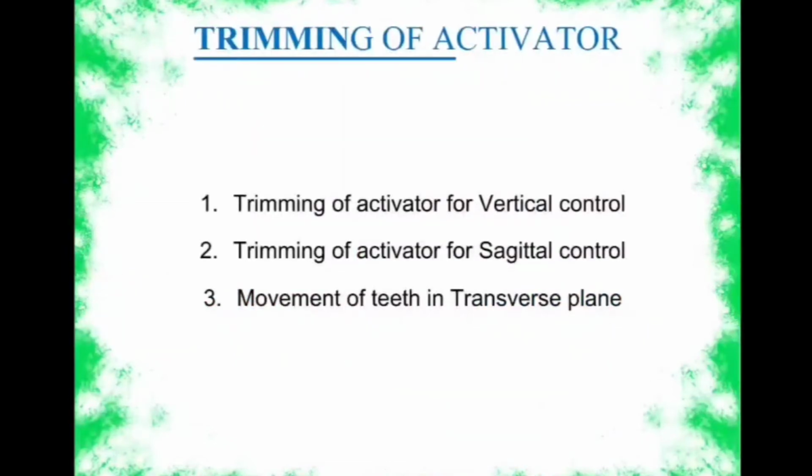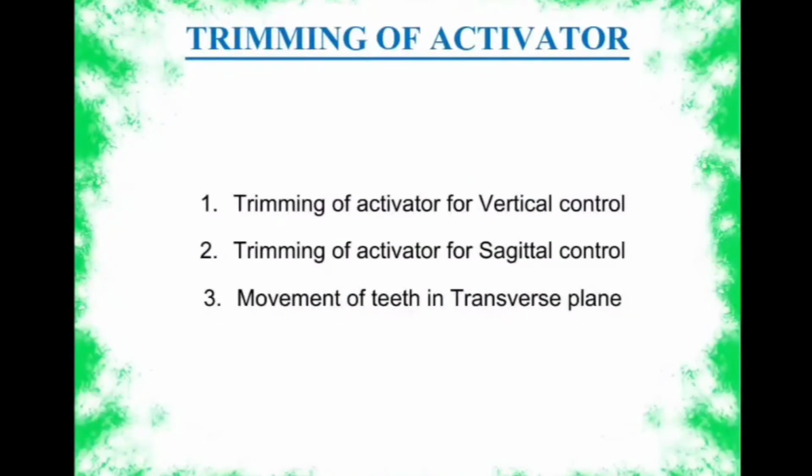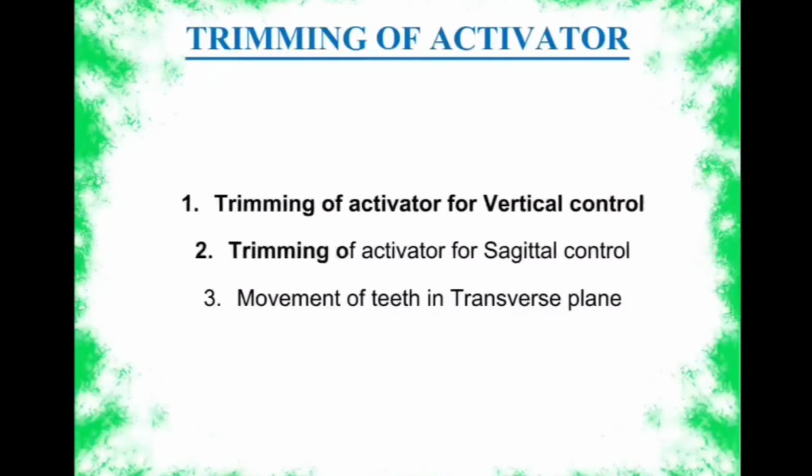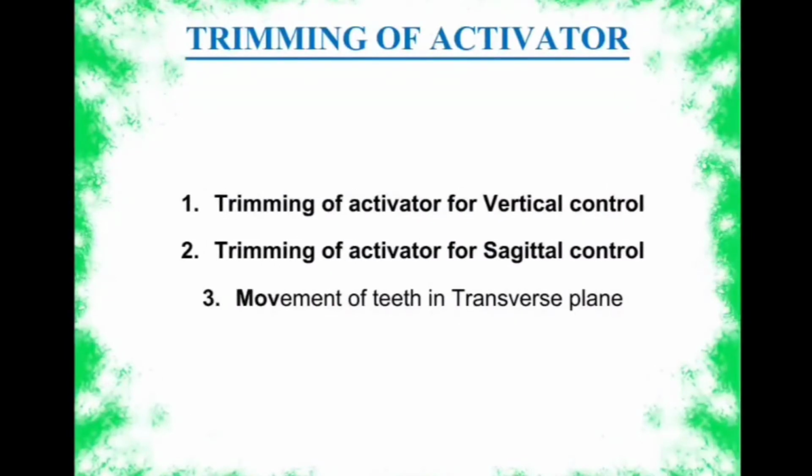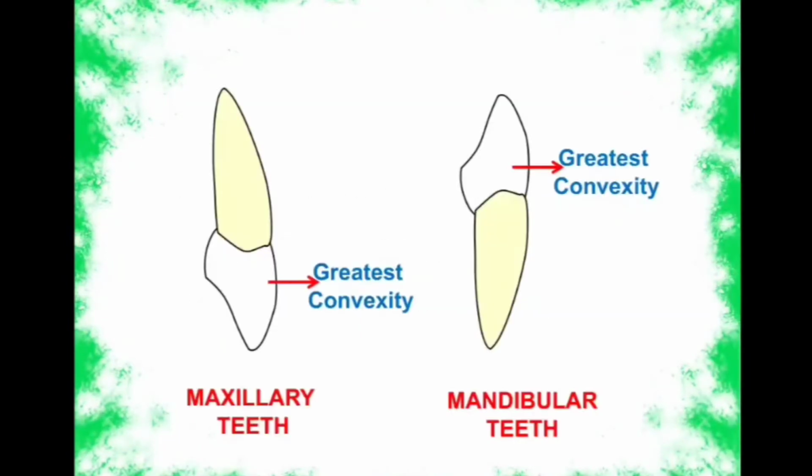And now coming to trimming of activator, it is done in all 3 planes. Trimming of activator for vertical control, trimming of activator for sagittal control, and movement of teeth in the transverse plane. So before going into trimming of activator, you should have a clear idea about the greatest convexity of the teeth to avoid confusion, which helps in better understanding in our upcoming slide.